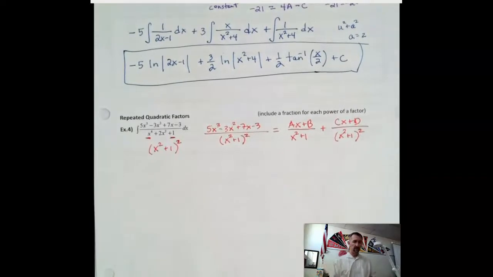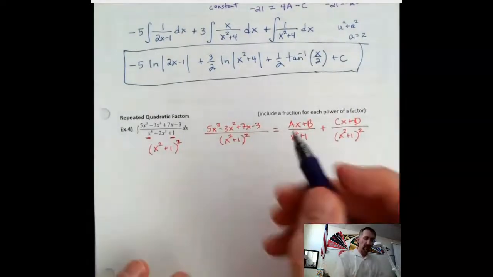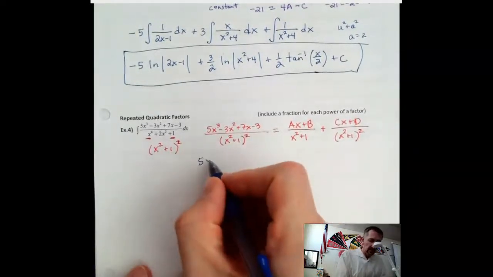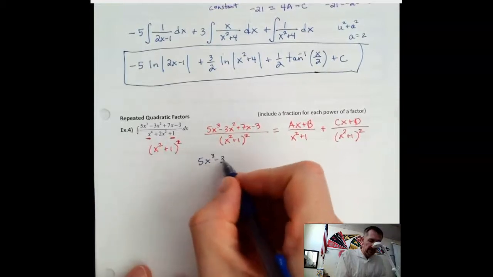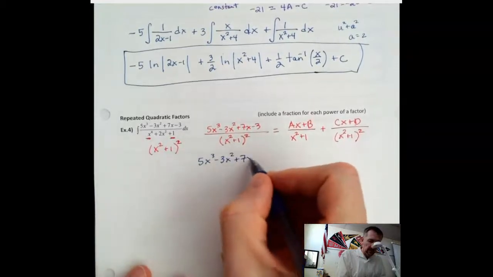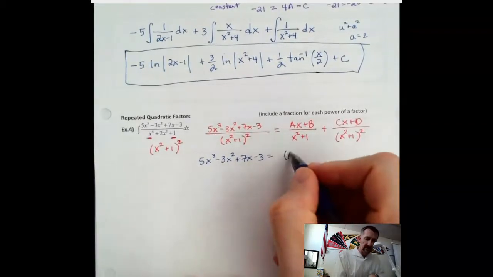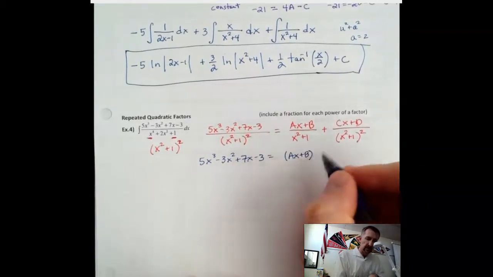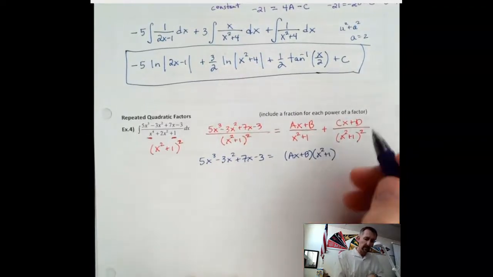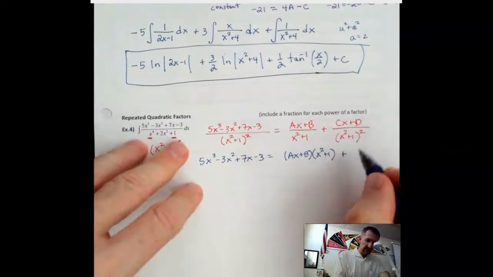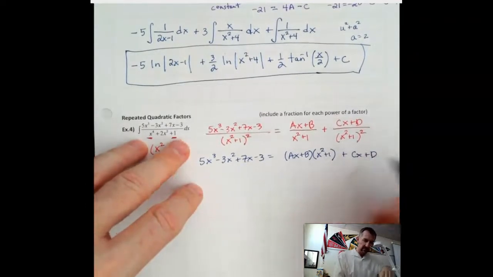Okay? So now if we multiply by the common denominator, that's going to knock this whole thing out on this side. And then here we'll have one of those left, so that's going to be ax plus b times x squared plus 1. And here, that's going to knock out all that, so that's just going to be cx plus d.